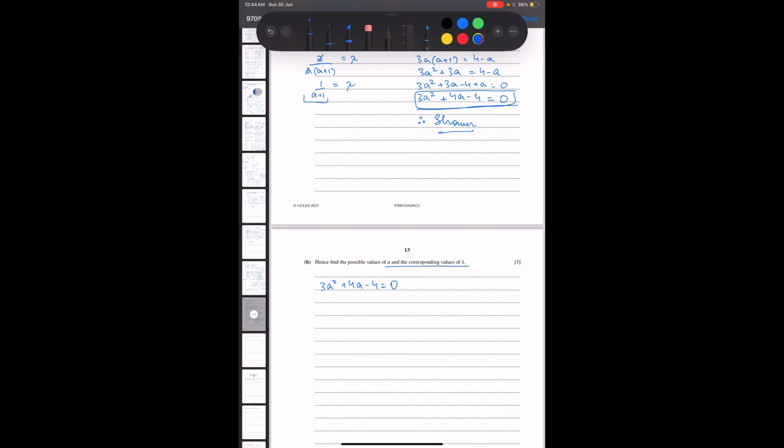Let's quickly see if we can do middle term breaking. So 3 fours is 12, and the difference should be 4, so it's 6 and 2, right? So 3a squared plus 6a minus 2a minus 4 is equal to 0. So these are the 6a and 2a. And now we can take 3a common over here, and it will be a plus 2. So over here also it should be a plus 2. So the outside remaining is minus 2 is equal to 0.